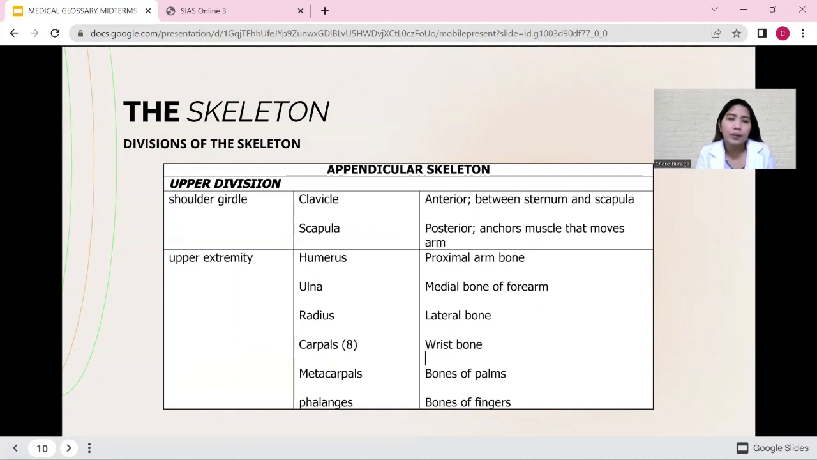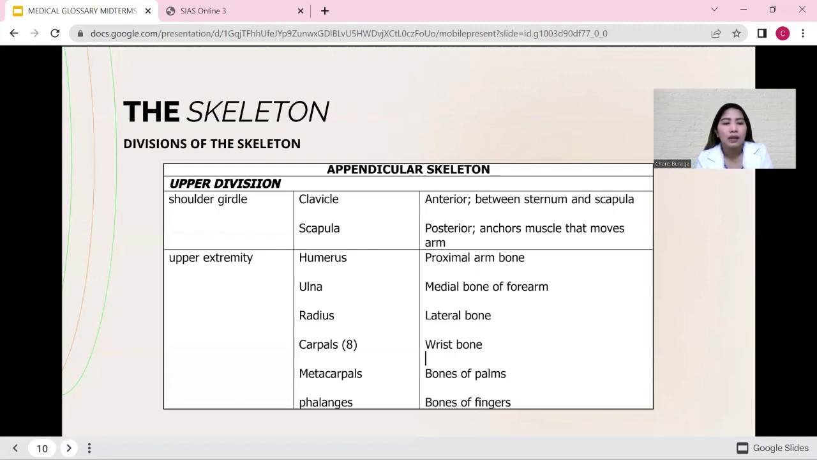Humerus. We have the humerus and the ulna, proximal arm bone. This is the humerus. The ulna and the radius nandito. Carpals, we have the wrist bone. This is the carpals. Metacarpals, bones of palms. This is the carpal, this is the metacarpals, and this is the phalanges. Ito yung phalanges ang tawag natin.